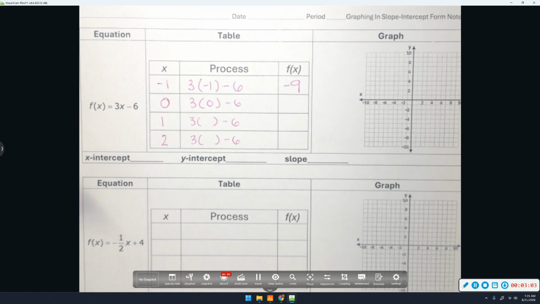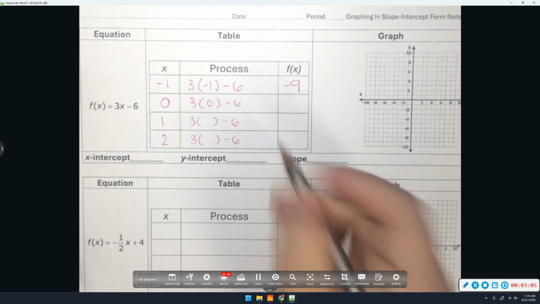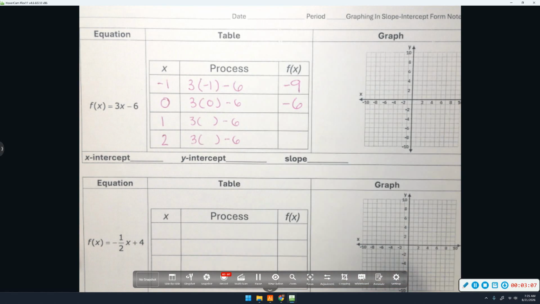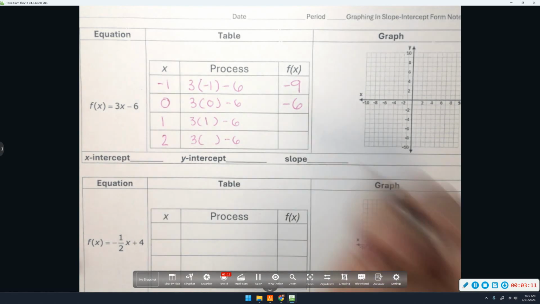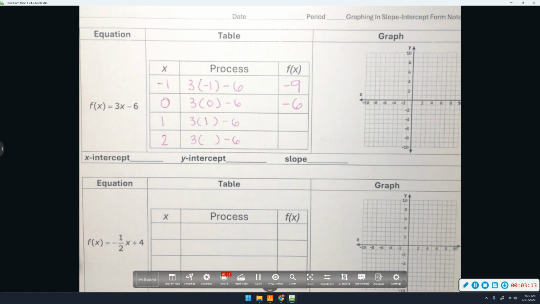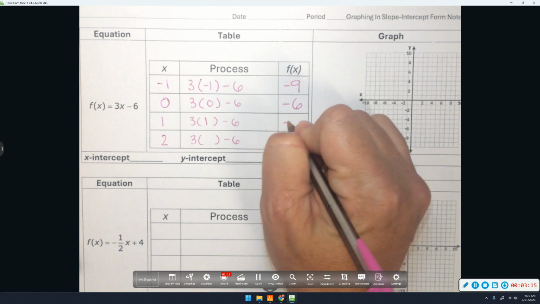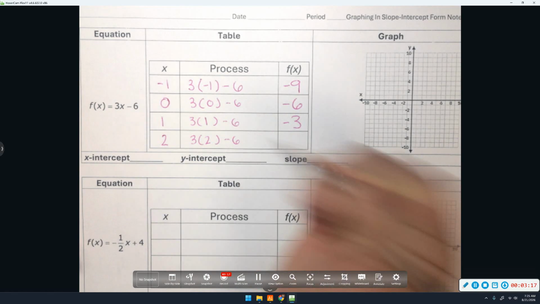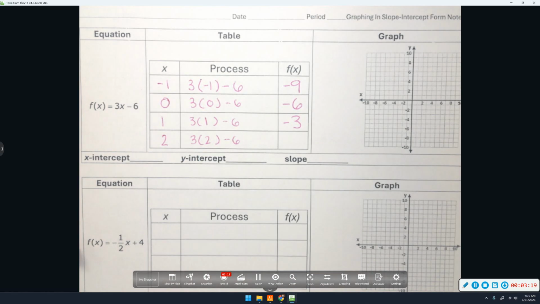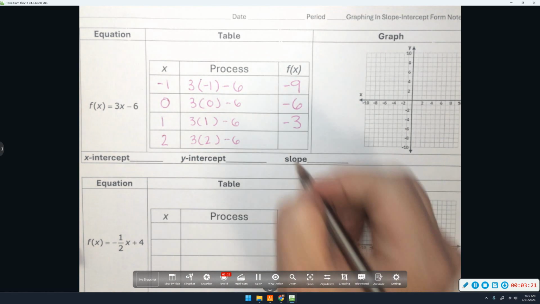What's 3 times 0? Sorry. 0. And what's 0 minus 6? -6. 3 times 1? 3 minus 6? -3. 3 times 2? 6. And what's 6 minus 6? 0.